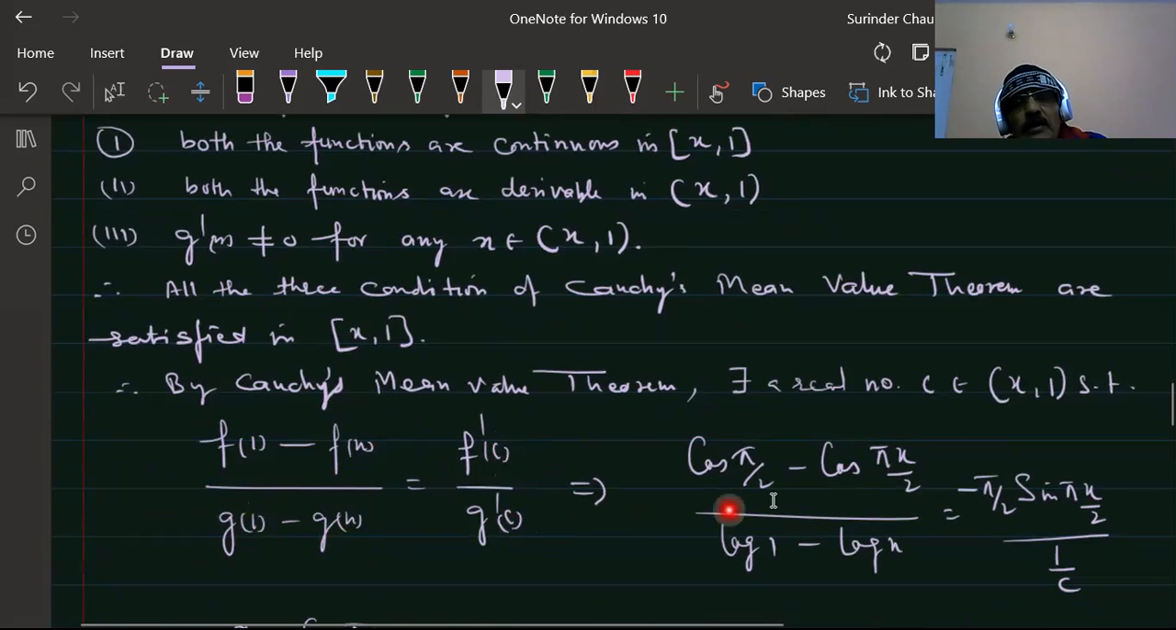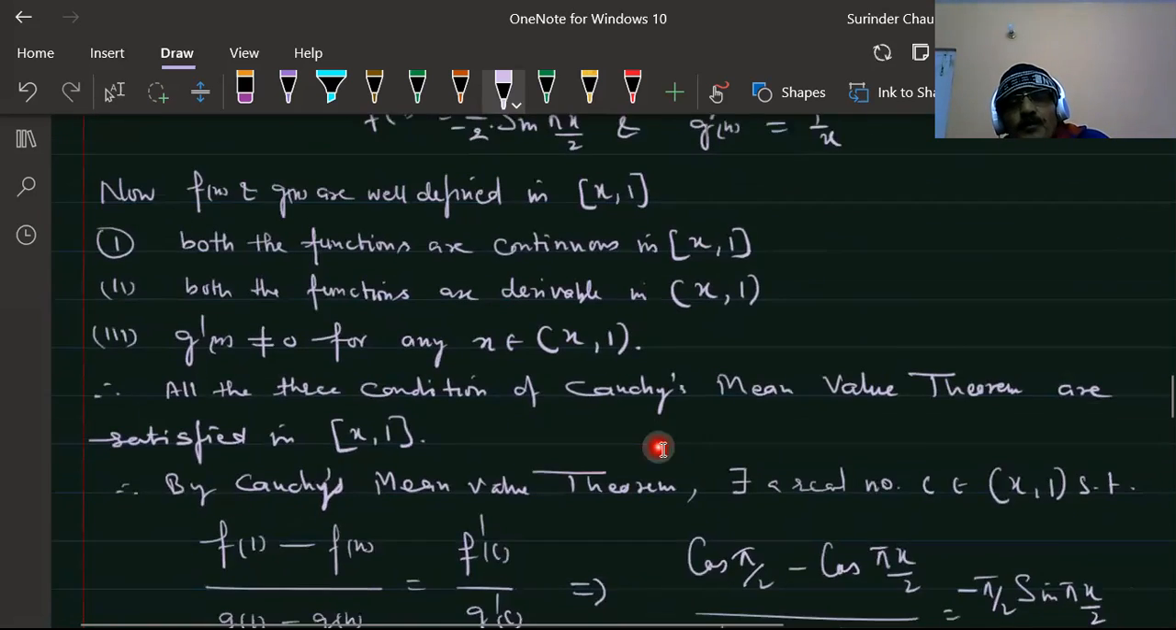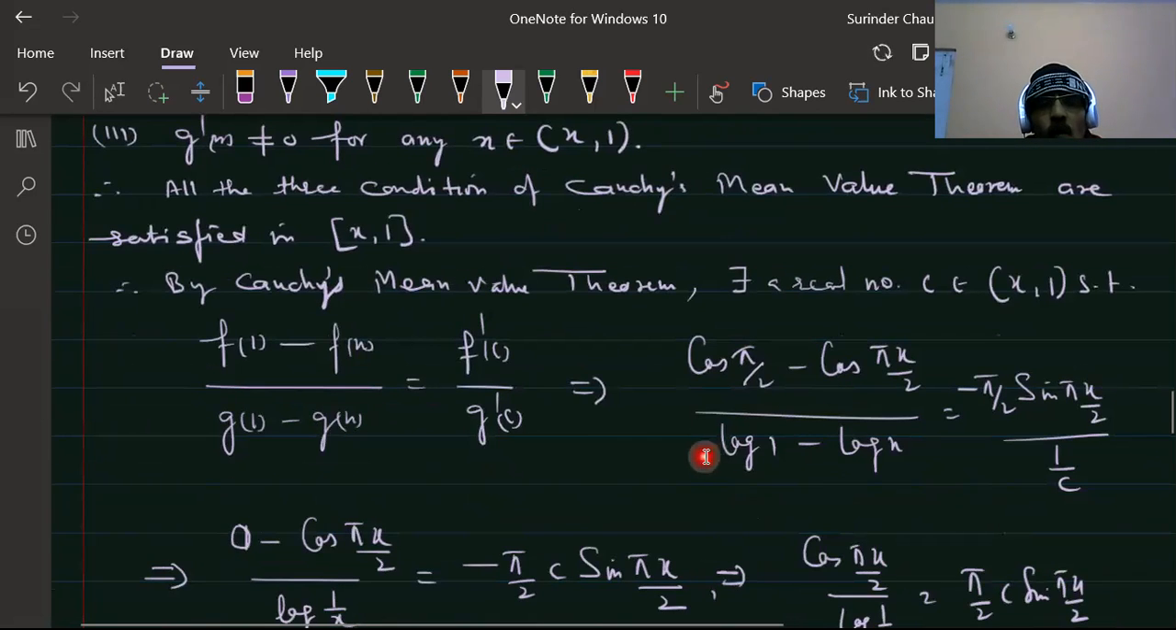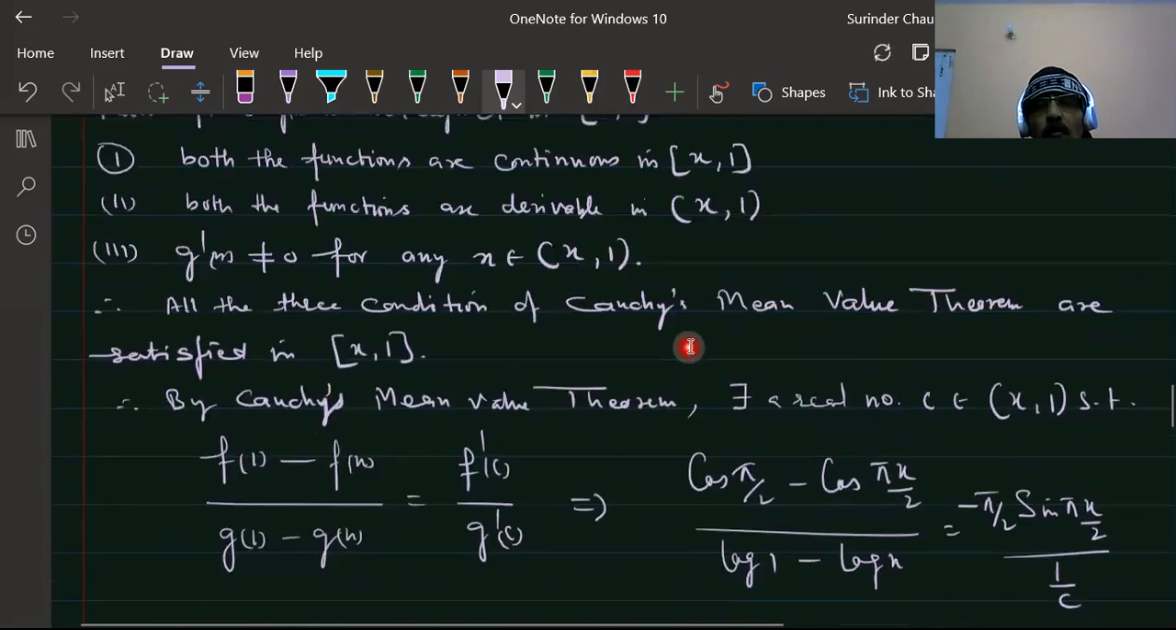(f(1) minus f(x)) upon (g(1) minus g(x)) is equal to f dash c upon g dash c. Substitute the value. f(1) is equal to how much? Substitute x equal to 1 here. It's 5 over 4. Now cos pi by 2 is 0, log of 1 is 0, so it is equal to minus cos of pi x by 2 upon log of 1 minus log of x, that is log of 1 by x. We don't substitute the value there, we convert it into the required form.